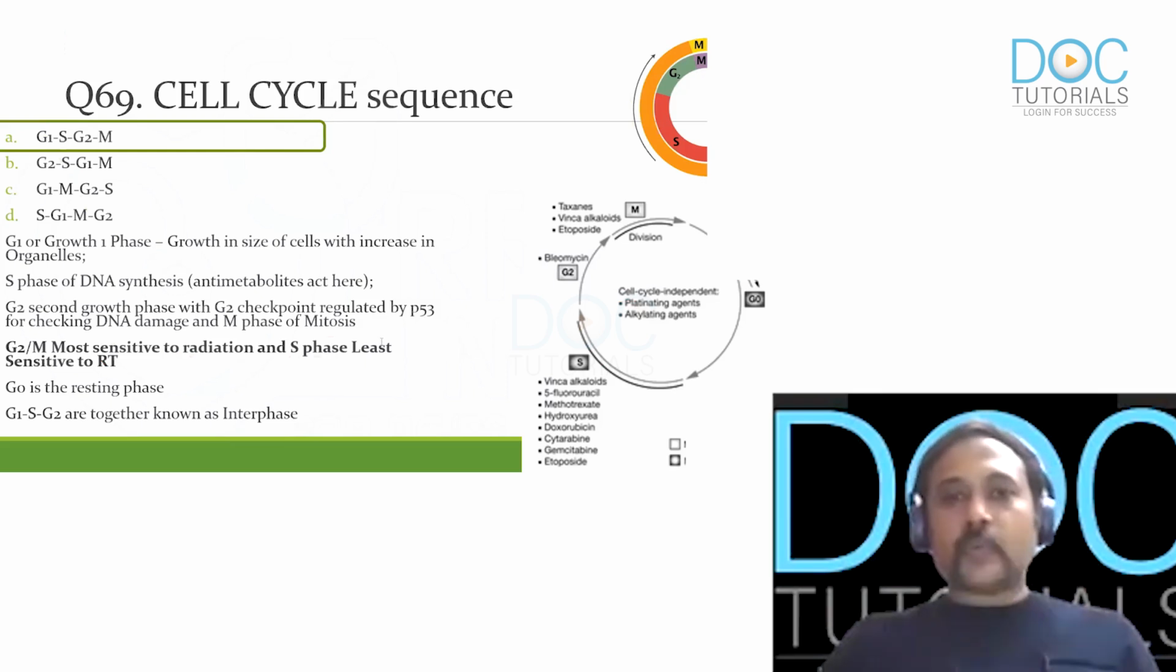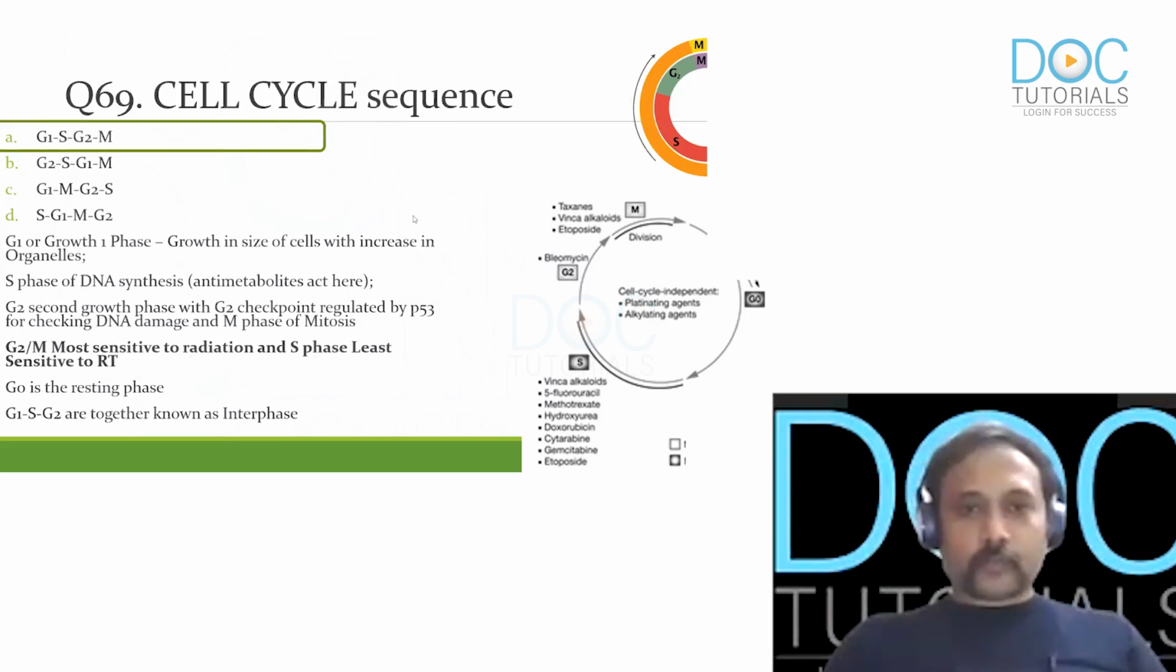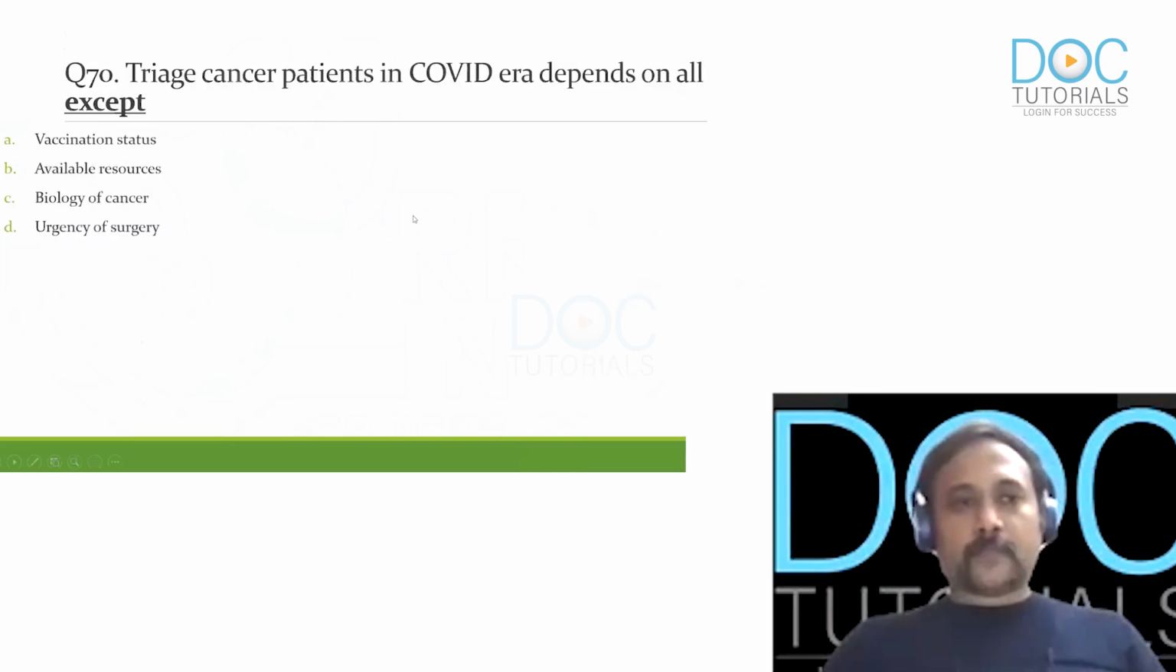So these are some questions that may come to you from your cell cycle. Some related questions which I thought are going to be important for you. So triage in cancer patients. Okay, so triage in cancer patients in the COVID era, it depends on all the following except. What does it not depend on? Does it depend on the biology, the urgency of the surgery, the available resources? Does it depend on the vaccination status?